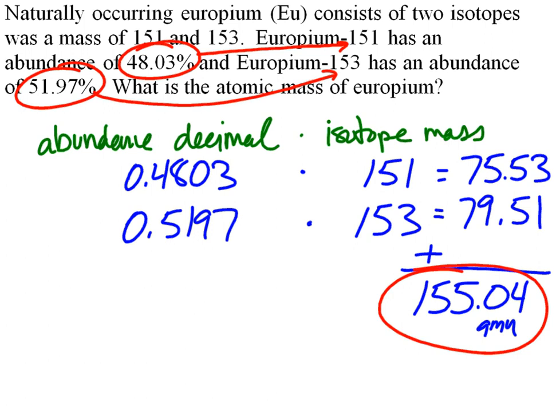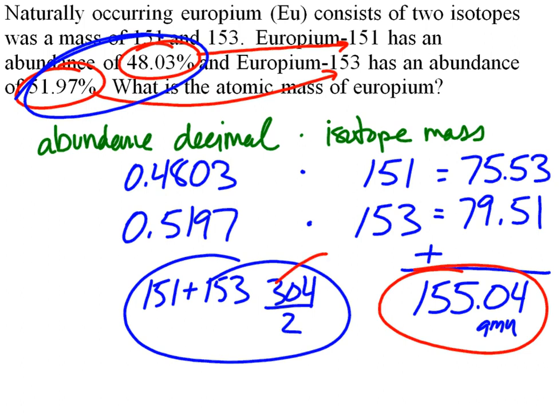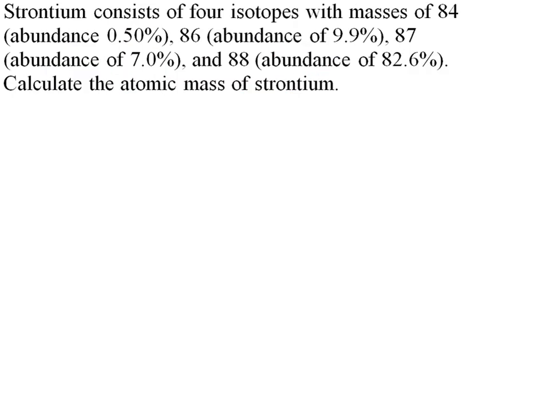You would not, repeat, do not just take 151 plus 153, end up with 304, and divide by 2 to get your mass. It's a weighted mass, meaning you have to pay attention to the percentages. It's not a 50-50 shot, meaning half of it is europium-151 and half of it is europium-153. If that were the case, then you could do this, but you can't, so don't do that. All right, let's take a look at another example.